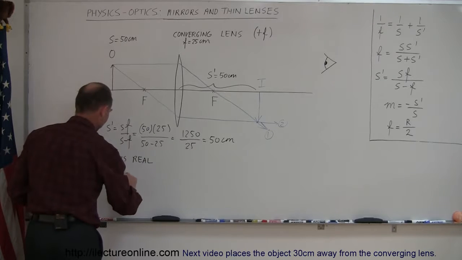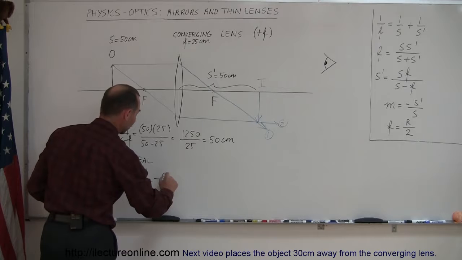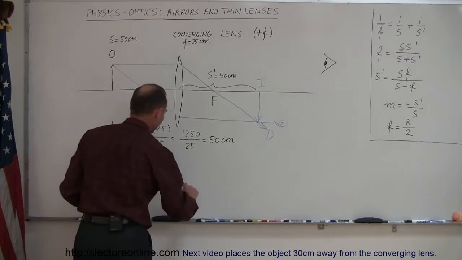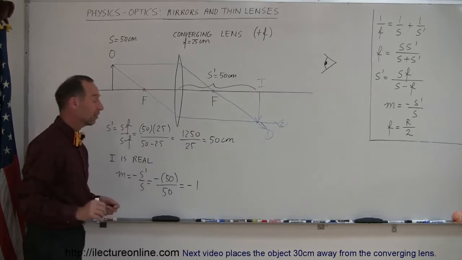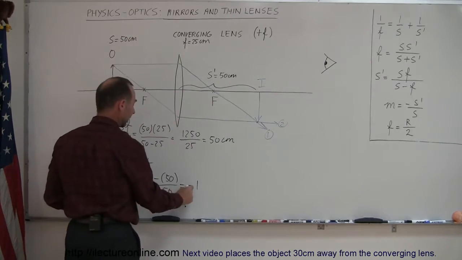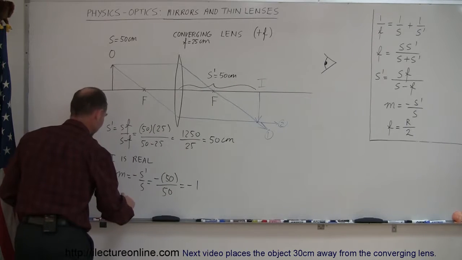Next, we want to find the magnification. M is equal to minus S prime over S. So it's minus the image distance, which is a positive 50 centimeters, divided by the object distance, which is 50 centimeters, which is minus 1. That means that the image is exactly the same size as the object, and it's negative, which means it's upside down or inverted. So the image is inverted.